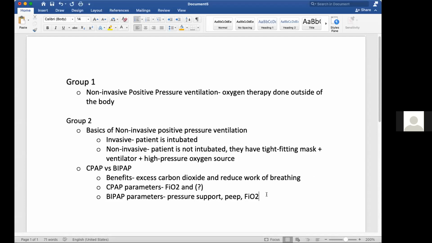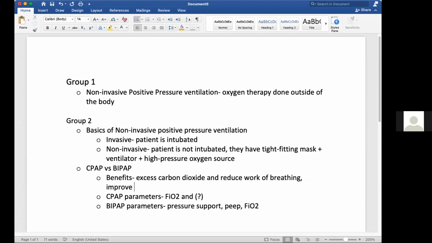It also helps to eliminate carbon dioxide, like Leandro has said. It helps to reduce the work of breathing, and also it helps to push out the excess fluid in the lungs in case of those patients with pulmonary edema. So I think this is just to summarize and to add on to what Leandro has said.